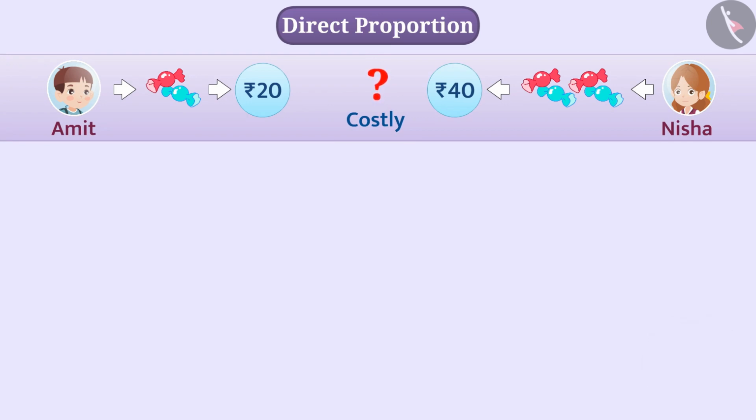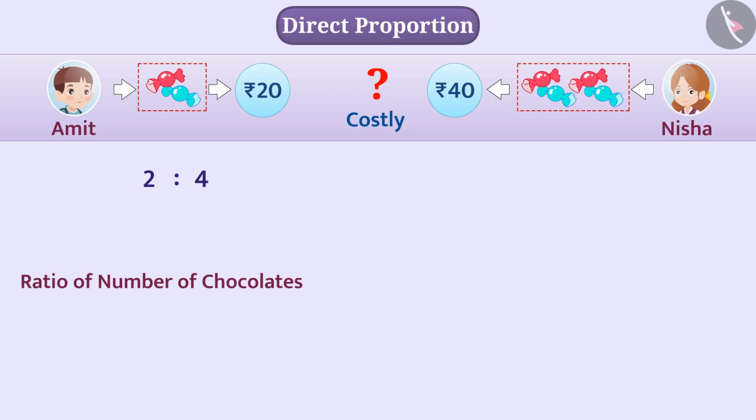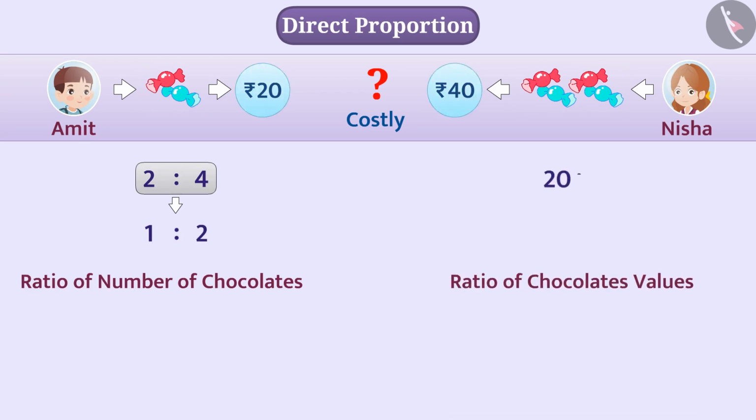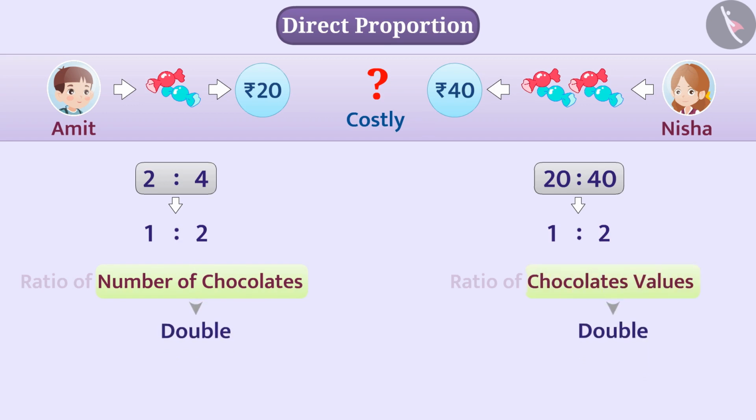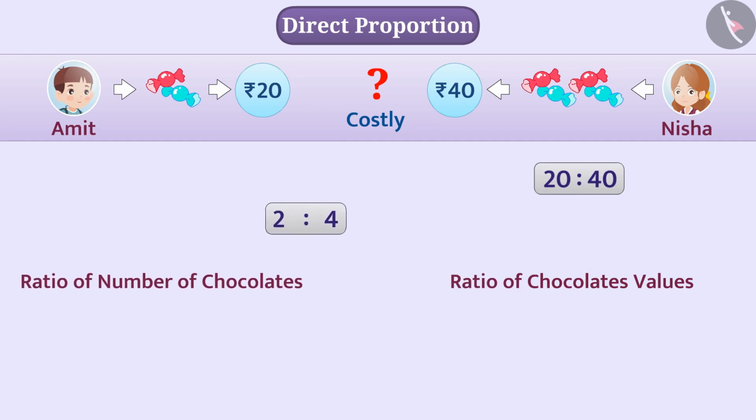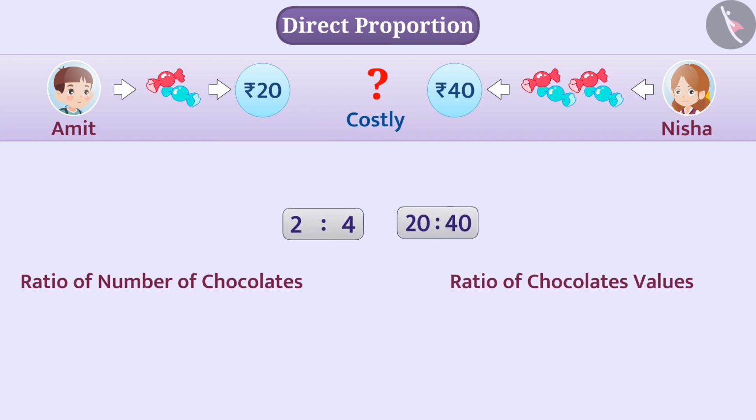Let me tell you, we can say that the ratio of the number of chocolates purchased by Amit and the number of chocolates purchased by Nisha is 2:4. That is 1:2. Similarly, the ratio of their values is 20:40. That is 1:2. This shows that as the number of chocolates has doubled, their values also doubled. In this way, the price of chocolate depends on their number. We can say that here the ratio of number of chocolates and the ratio of their values is the same.